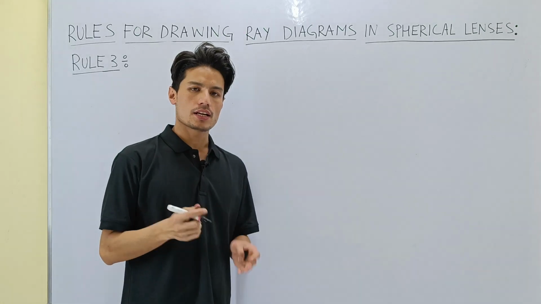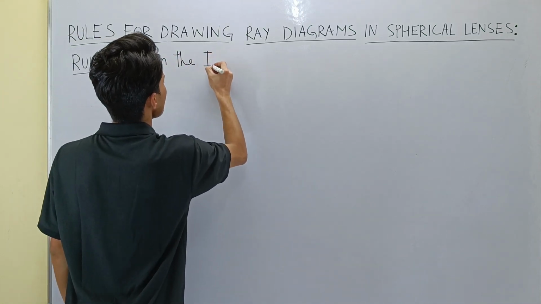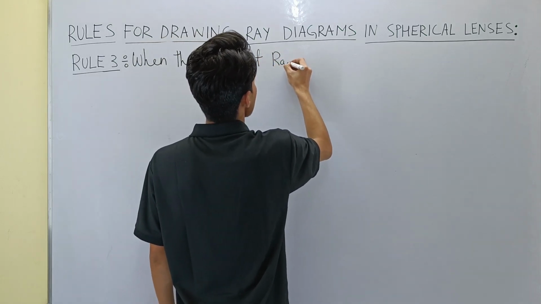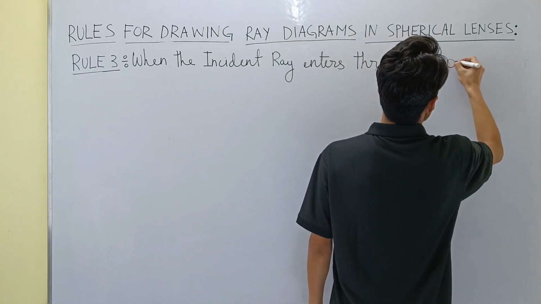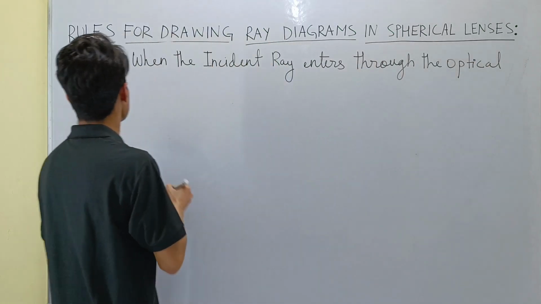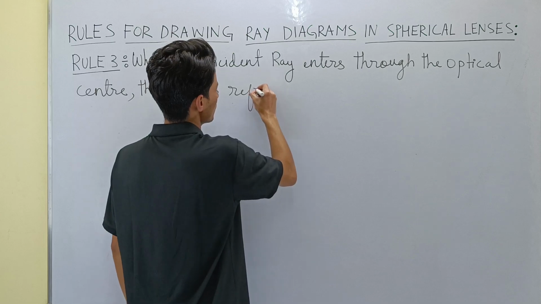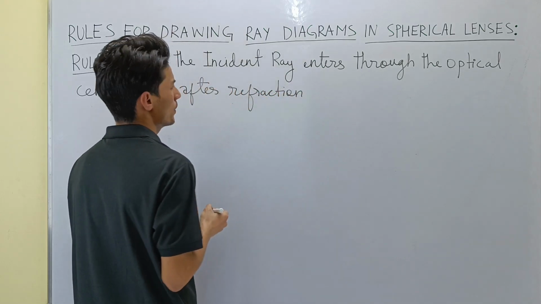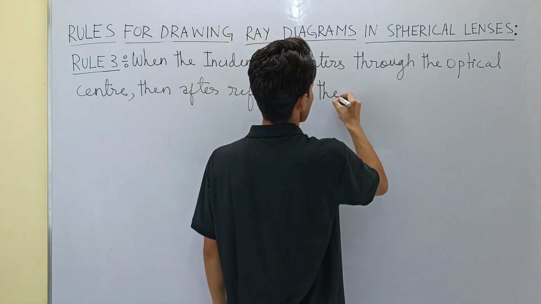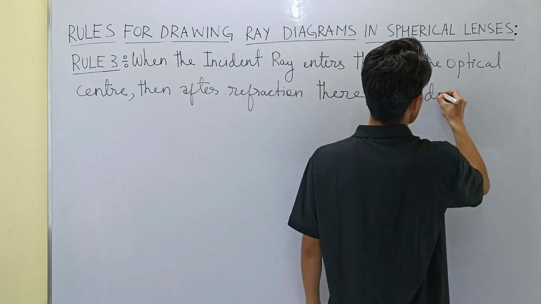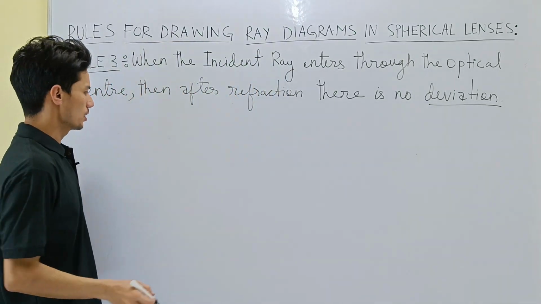In rule 3, the statement is when the incident ray enters through the optical center, then after refraction there is no deviation, which means the ray continues in the same path. You will understand what it means now.